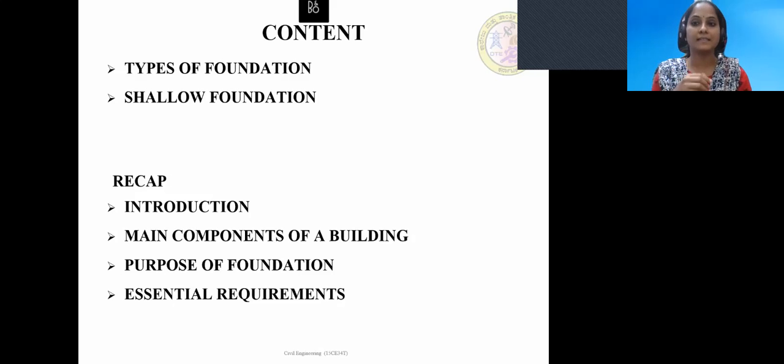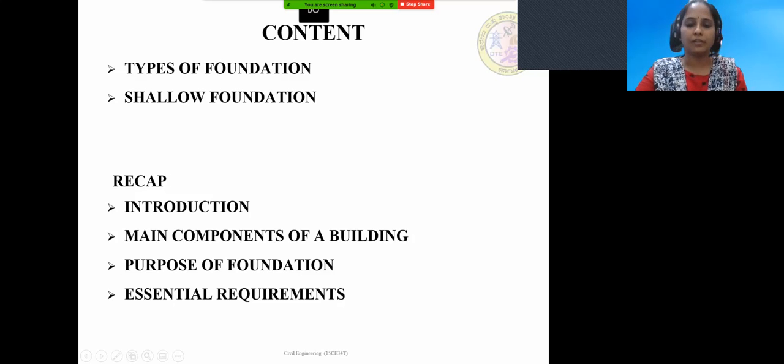Then we learned what the necessities are, what the safe bearing capacity of a soil should be, and the criteria for choosing the foundation. In the types of foundation, we learned about shallow foundation and deep foundation. Based on the depth, we divided the foundation into two types, shallow and deep foundation. We also studied some major differences between shallow foundation and deep foundation.